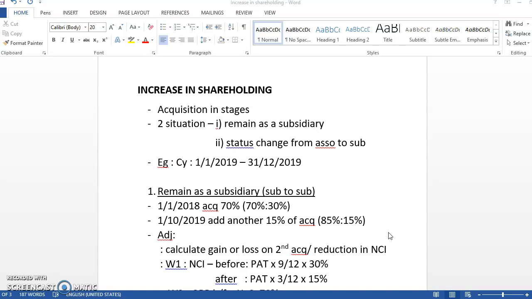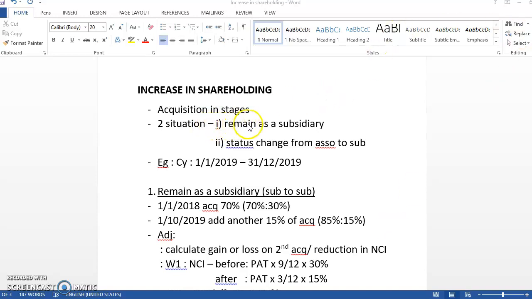Okay, what is increase in shareholding? Increase in shareholding is where an investor or a company acquires ordinary share capital of another company in stages. It will affect the changes in the controlling interest. Actually, there are four situations that occur, but here I will discuss only two situations.